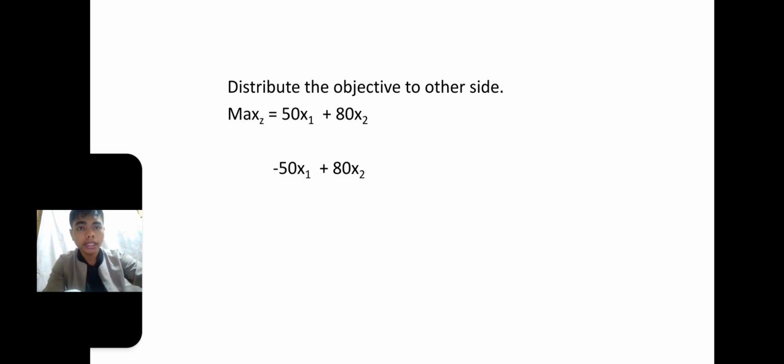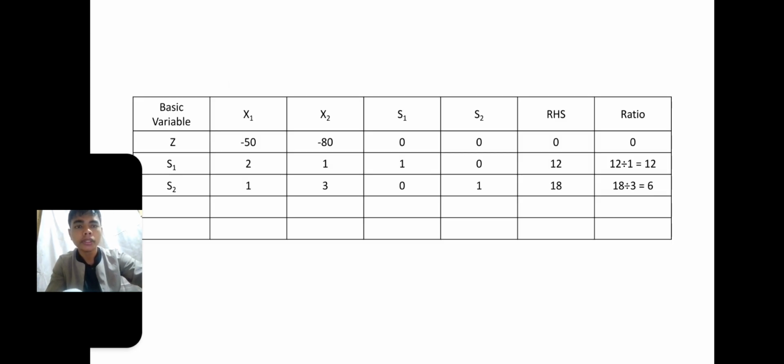Let's distribute our objective to the other side so we can get the negative 50 x sub 1 plus 80 x sub 2. As you can see on the screen, I already put again all the variables we have in the problem.